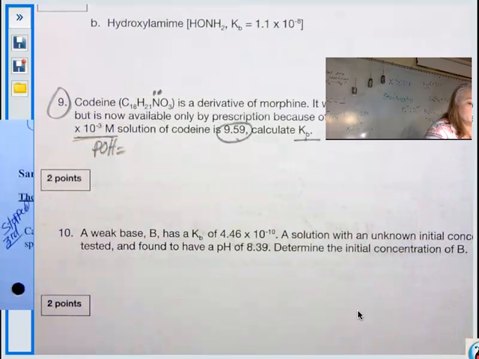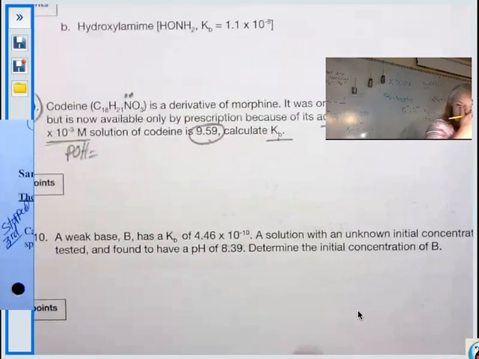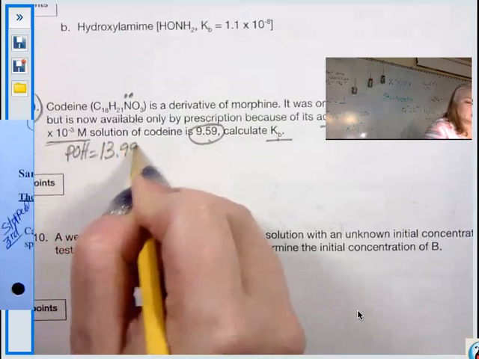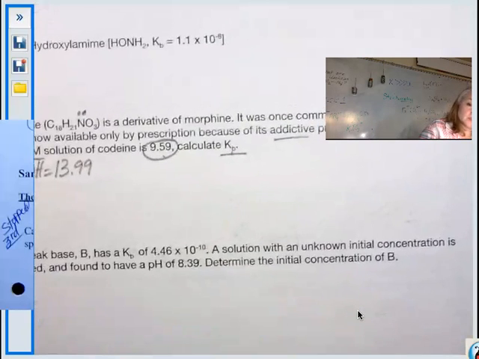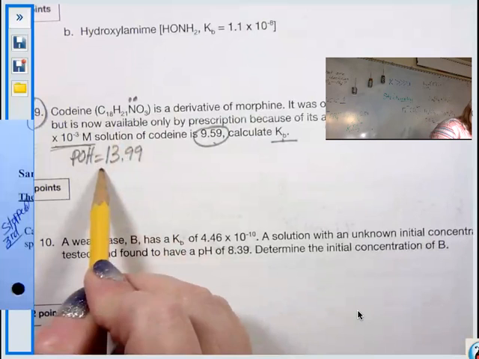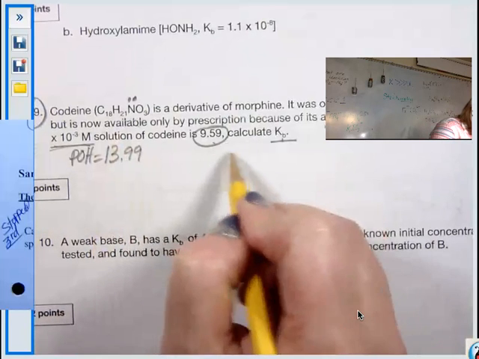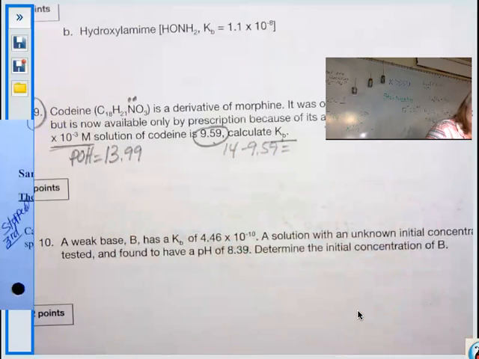Would we do 1.0 times 10 to the -14 divided by that? No. So we just need to find the pOH. You just subtract from 14. So 14 minus 9.59 is going to give you 4.41.